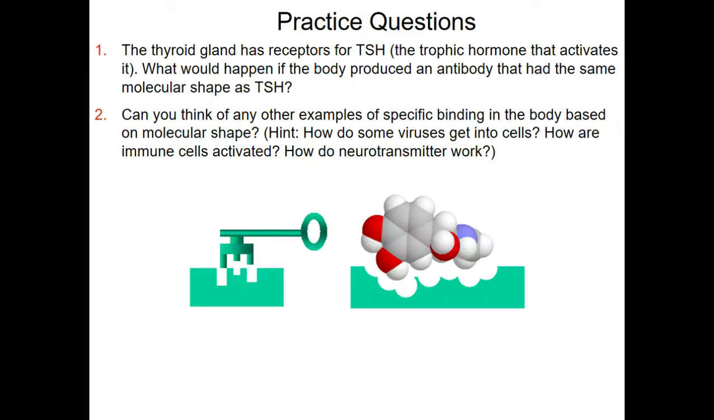So here's some more practice questions. This first practice question says the thyroid gland has receptors for TSH, the tropic hormone that activates it. What would happen if the body produced an antibody that had the same molecular shape as TSH? Can you think of any other examples of specific binding in the body based on molecular shape? So here's a hint: how do viruses get into cells? How are immune cells activated? How do neurotransmitters work?